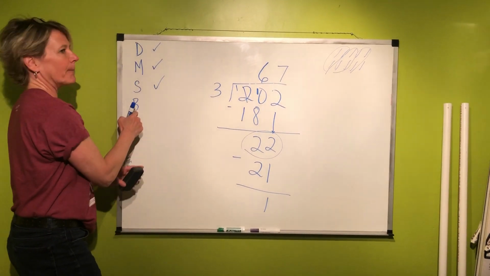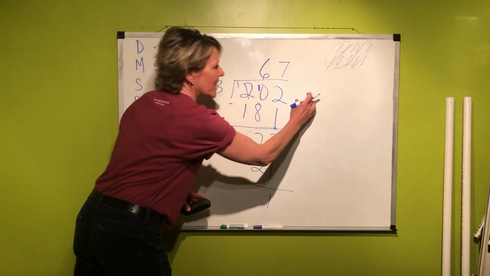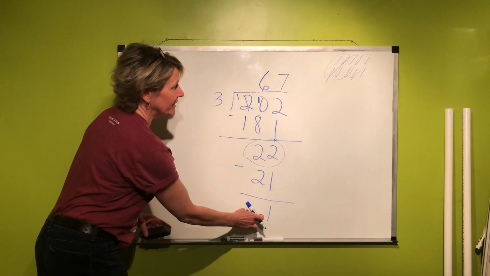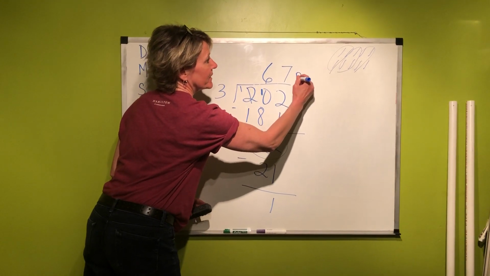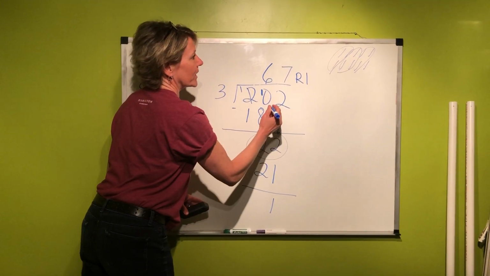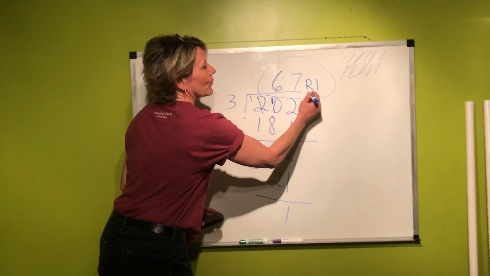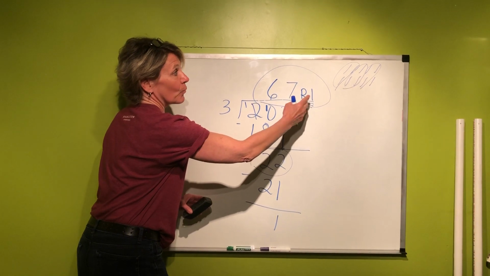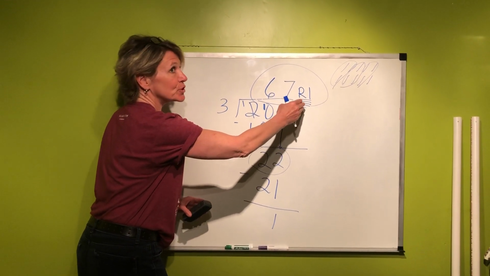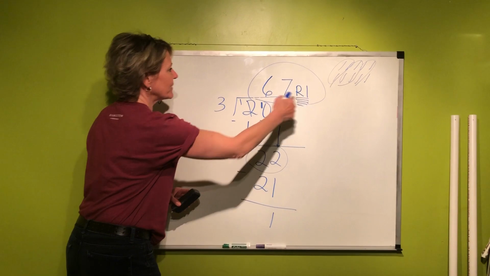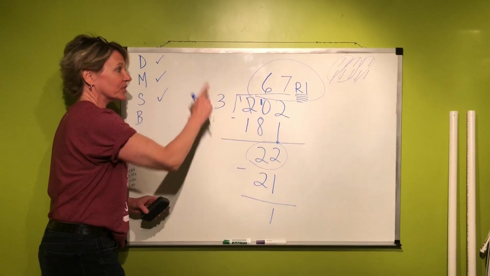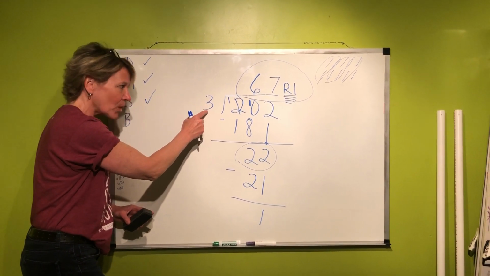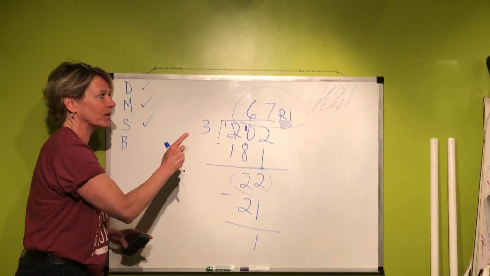Done that step. B stands for bring down. There's nothing more to bring down, but I have this guy left. I don't want to just ignore him. I do need to put that I had 1 left. Now, how big can your remainder go? Could I have remainder of 1? Yeah. Could I have remainder 2? Yeah. Can you have a remainder that's equal to or bigger than your divisor? No. It has to be smaller than this guy or you've done something wrong.